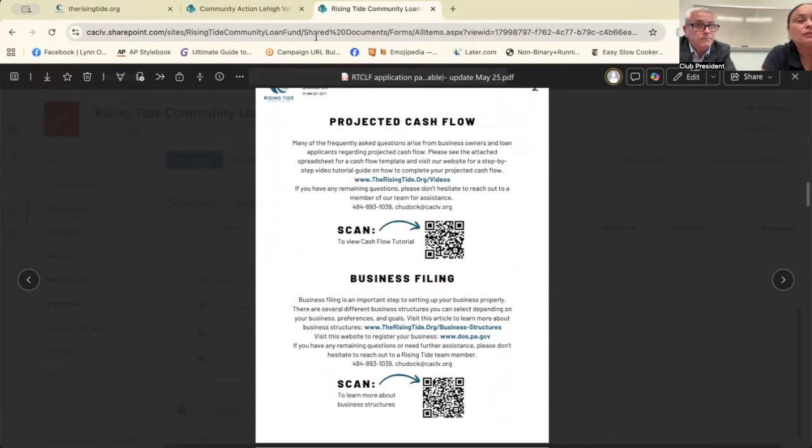The other section on this page is the business filing. This is if you have not registered your name or your business with the state of Pennsylvania. Clicking this QR code will take you there and show you how to do it. If you're not comfortable with doing it, this is something we can help you do as well.